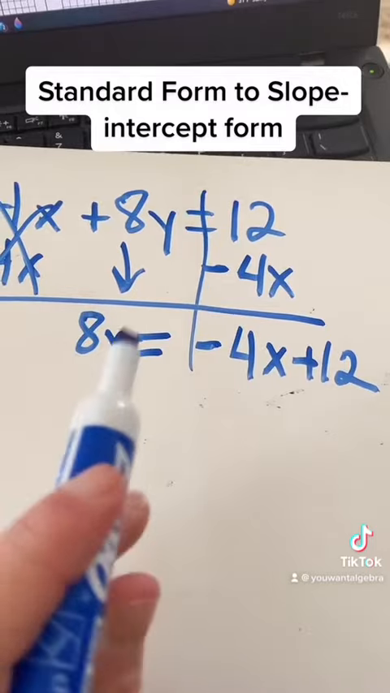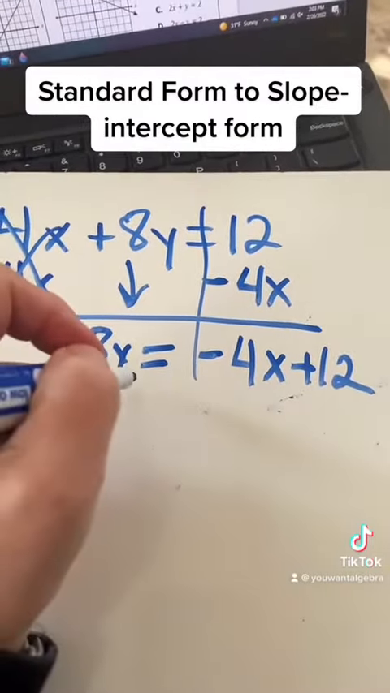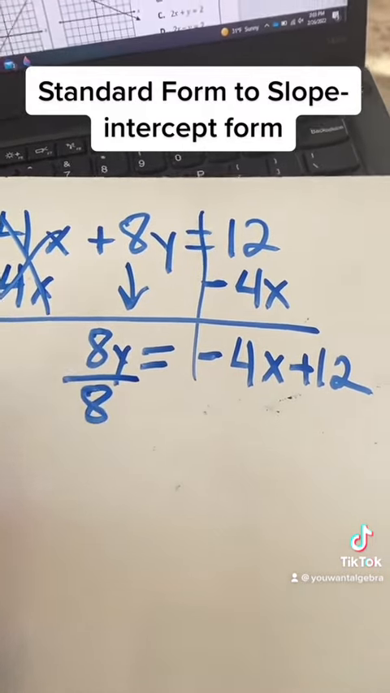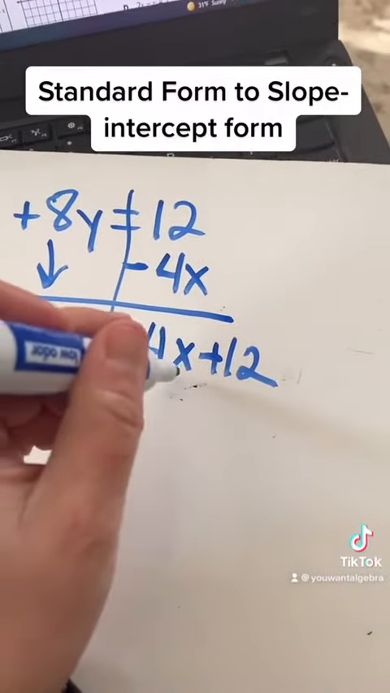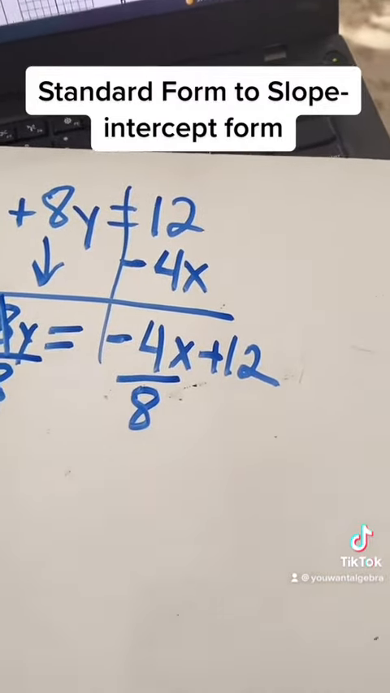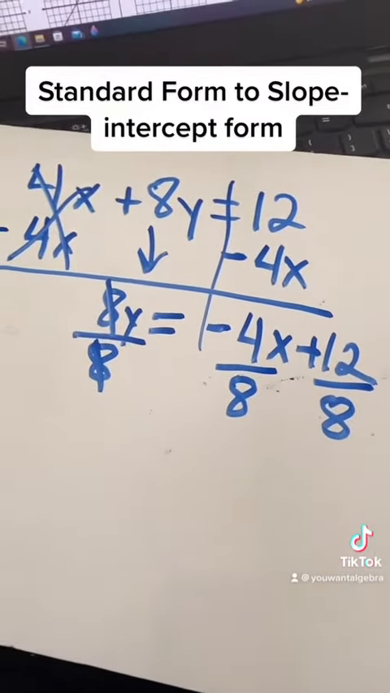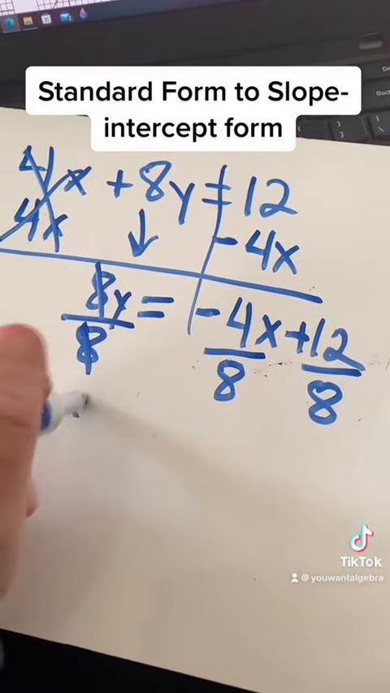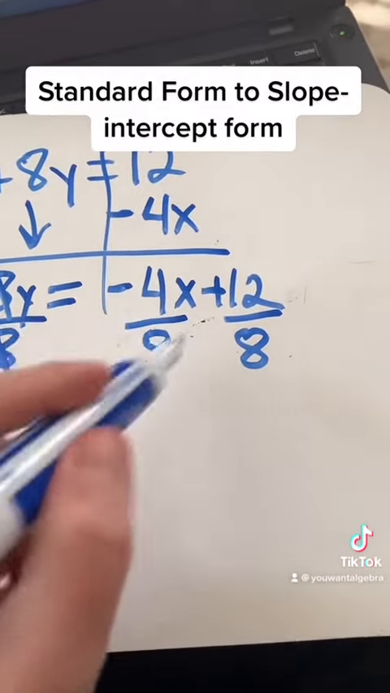So I need to get rid of that 8 times y by doing the opposite operation of multiplication, which is divide. And now when I divide the 8 on both sides, I have to not only do it over here on this x, but I also need to do it over here on the 12, the constant. So now the 8 is gone over on the left-hand side, leaving me y all by itself. And now I can do the division and simplify this.